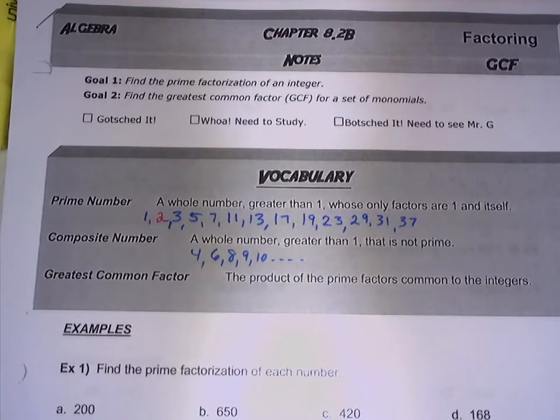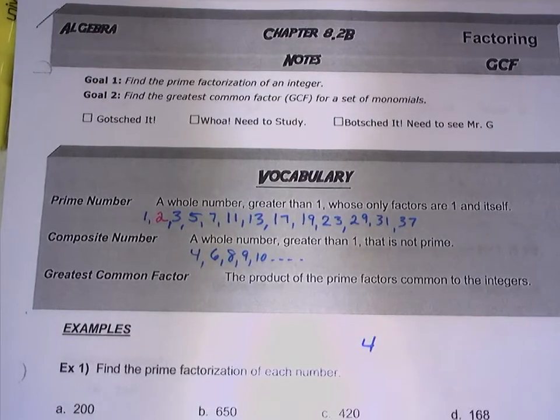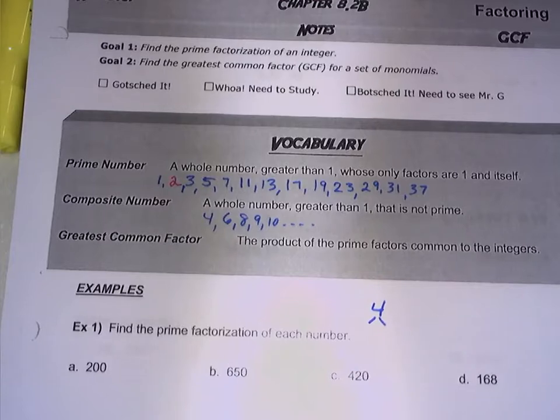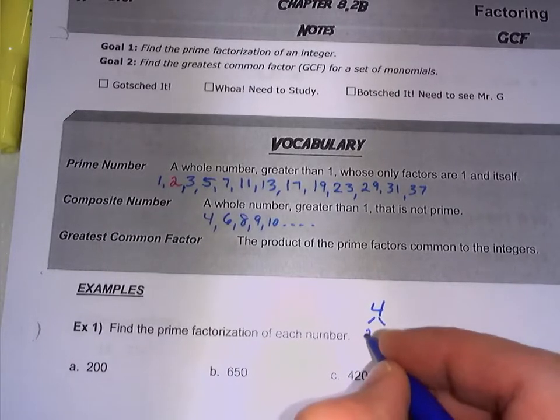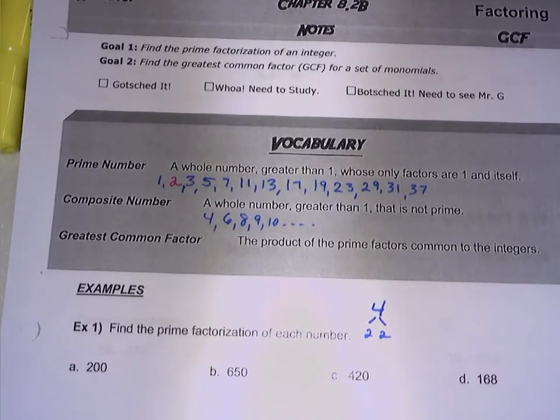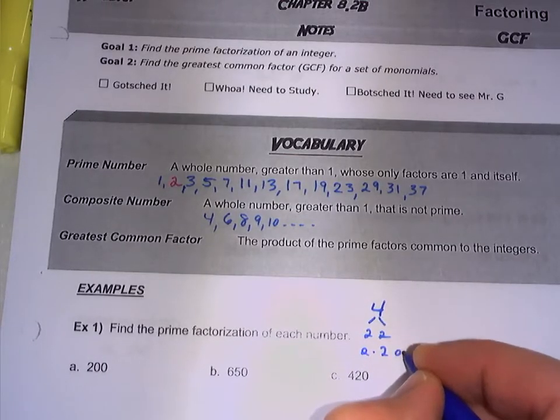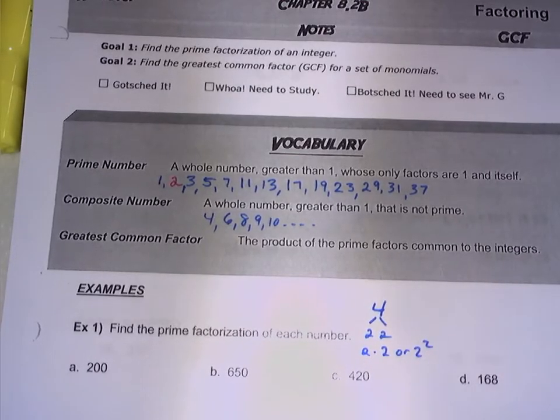Greatest common factor is the product of the prime factors common to the integers, and we'll explain that here in a little bit. So the first thing we're going to do in example 1 is find prime factorizations of each number. Here's the idea. If I take the number 4, I break that down into two numbers, 2 and 2. So we would say the prime factorization is 2 times 2, or 2 squared.